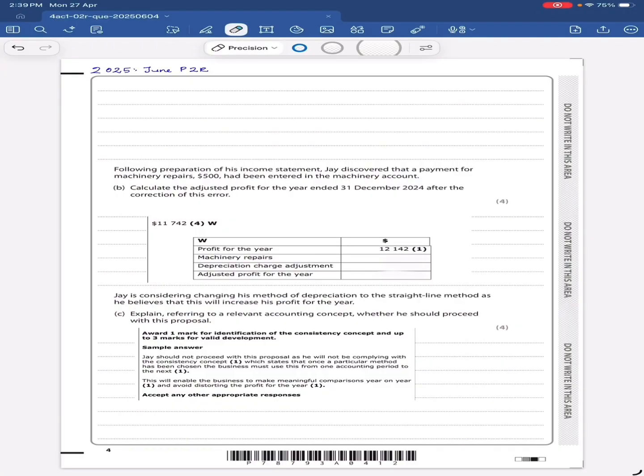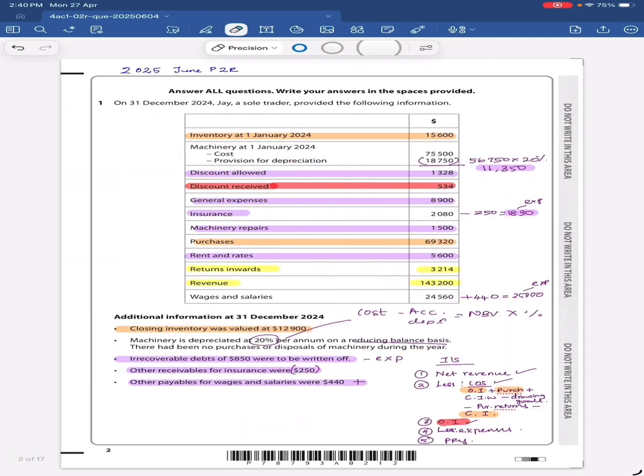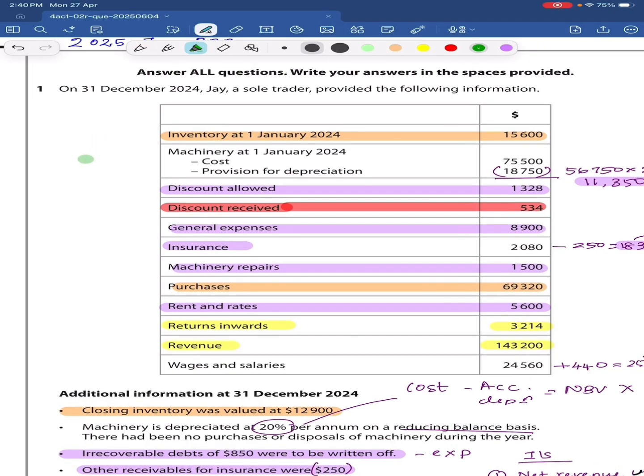So we need to reduce the machinery account. We have to reduce the machinery repairs account and add it to the machinery account. So there'll be an adjustment for the depreciation as well. Right? Now it's important that this should be listed under expenses as 500. And then we need to show the workings over here for the depreciation part.